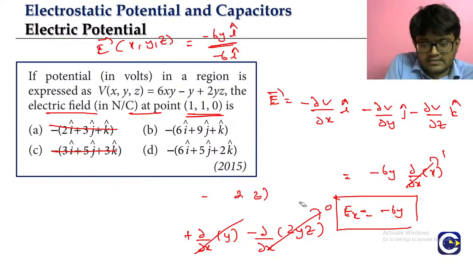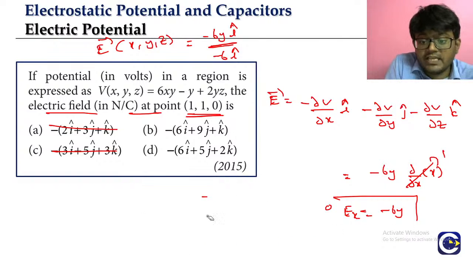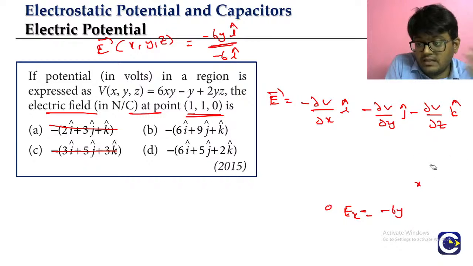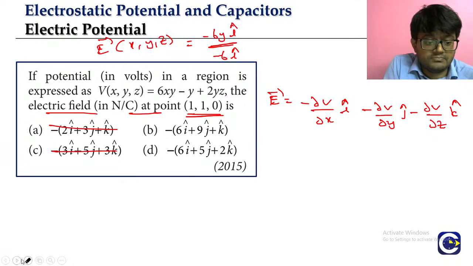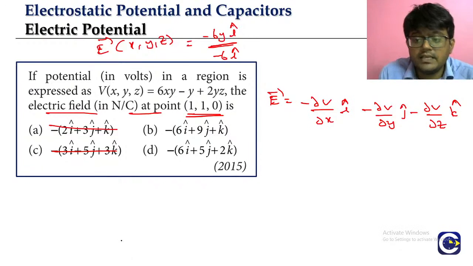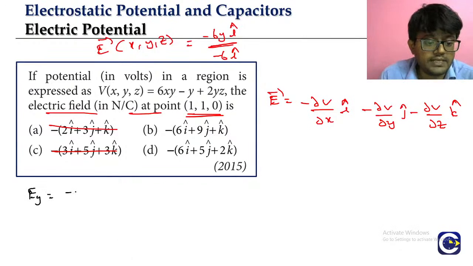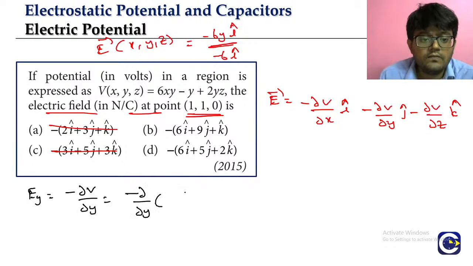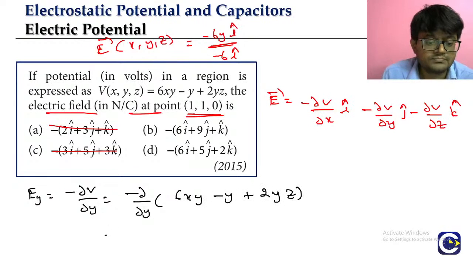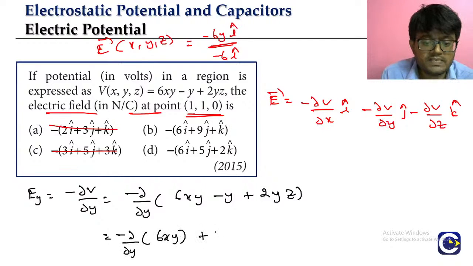From there we can conclude the answer. I will show you. So we don't need to even calculate the z component. We don't need to do that. If you are able to get the second one right, from there we can conclude the answer. How? See, if you are able to calculate the y component, that is minus dou v by dou y, right, where the function is 6xy minus y plus 2yz.